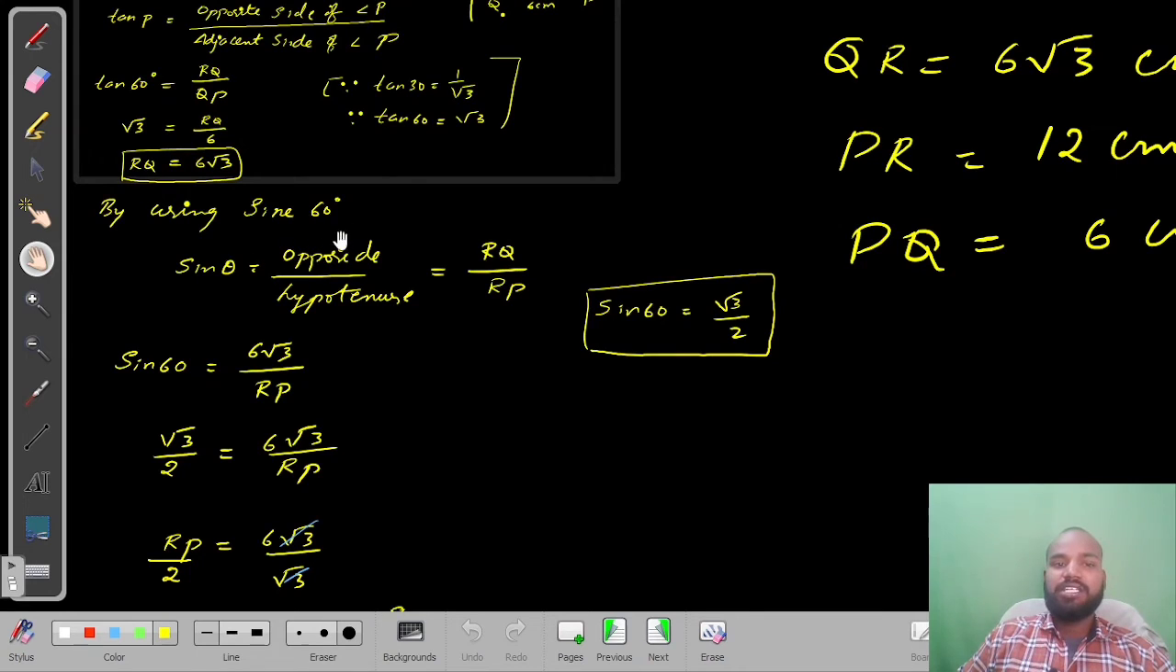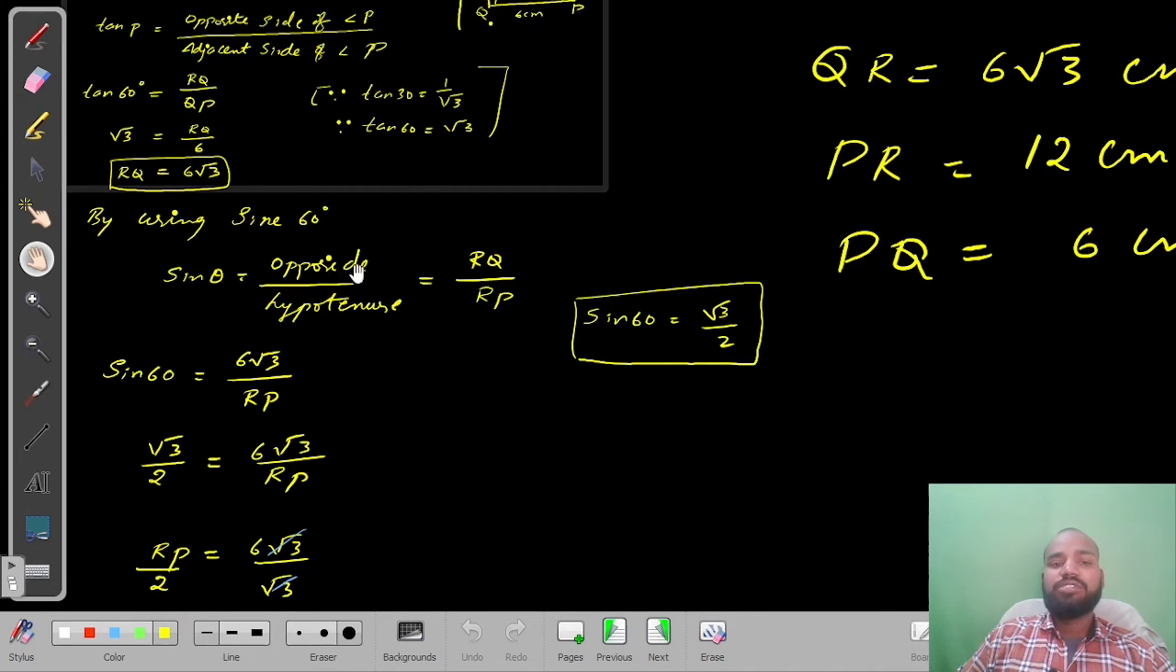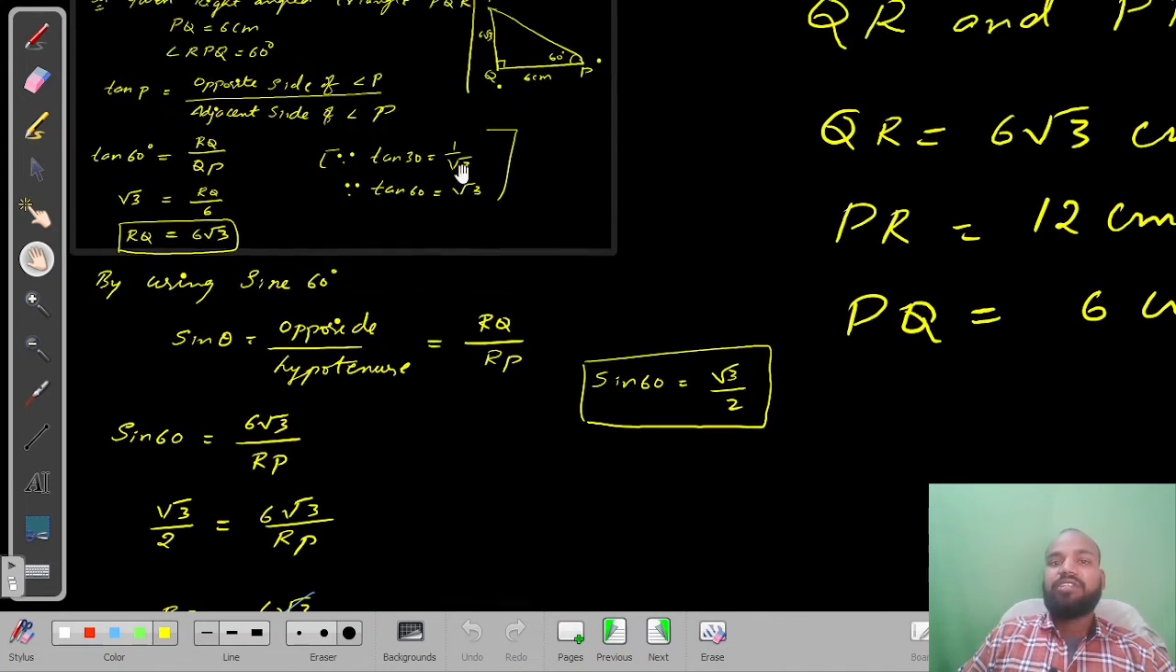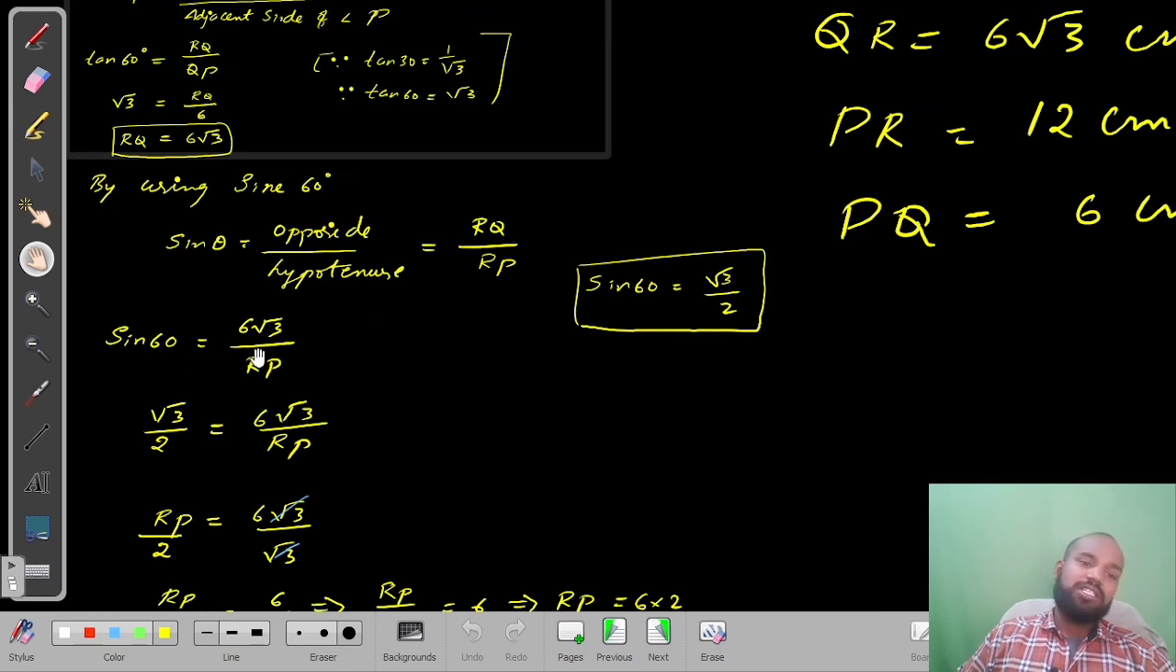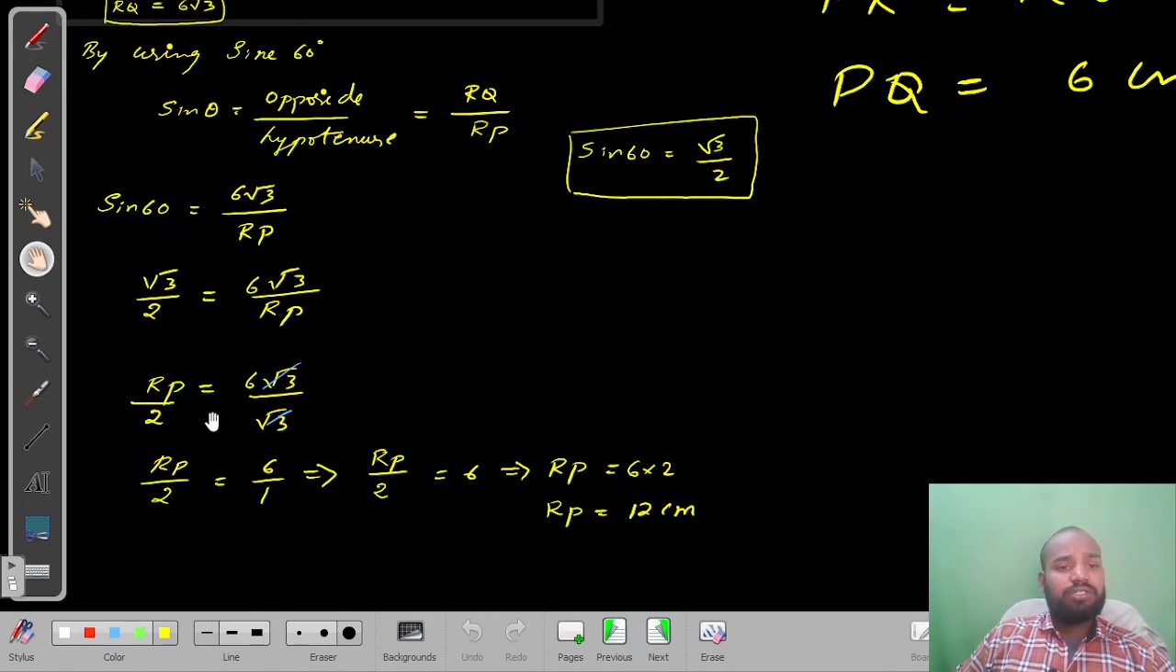So by using sine 60 degrees, we are going to find the hypotenuse here. Sine theta is equal to opposite to theta by hypotenuse. With respect to P, sine 60 degrees is equal to 6 root 3 by RP. This 6 root 3 is the RQ value we recently got. Substituting the value of sine 60, root 3 by 2 equals 6 root 3 by RP. Then RP by 2 equals 6 root 3 by root 3. So just interchanging this value.